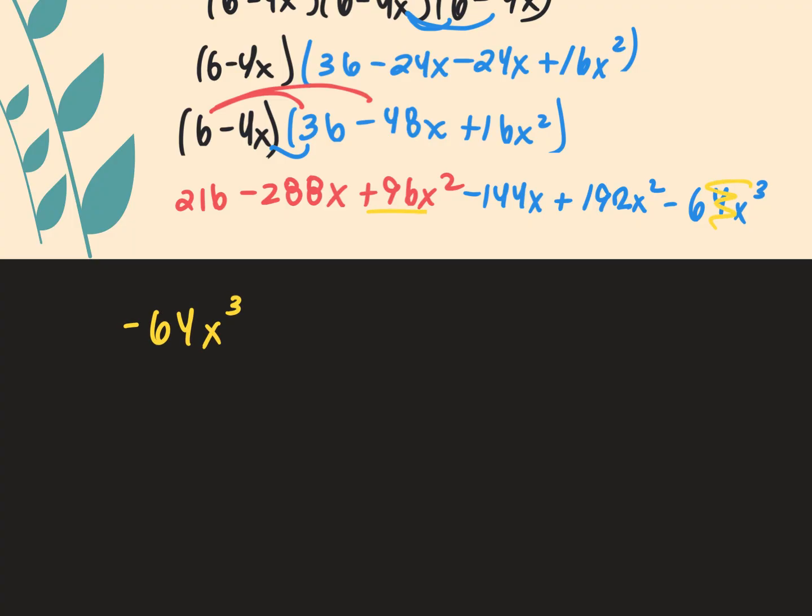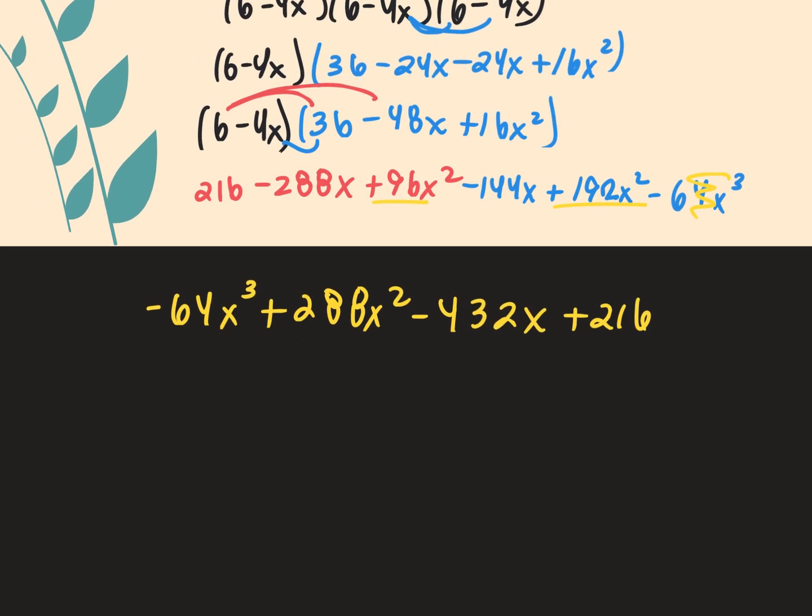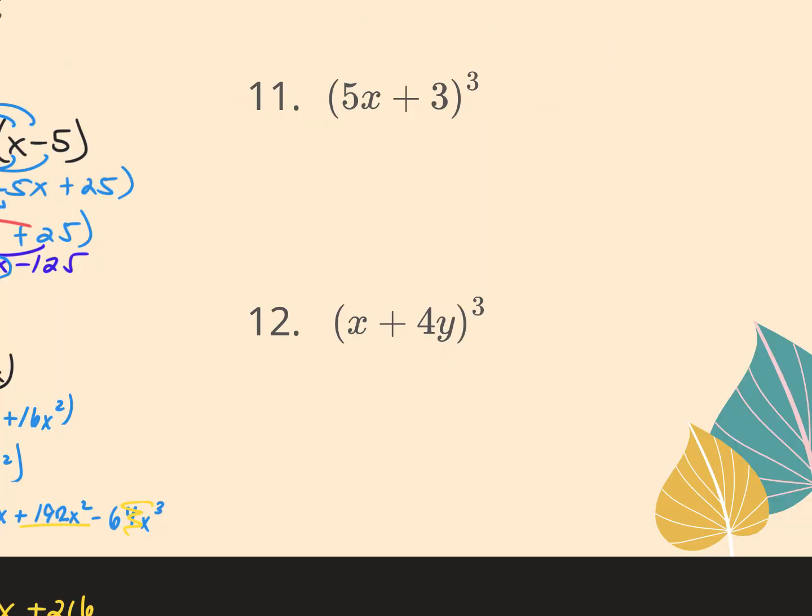Then we have x squares. I have a negative 96, I'm sorry, positive 96 and a positive 192. What does that give you? 288x squared. And I have a negative 288 and a negative 144. Gives me negative 432x. And then just your positive 216. The hardest part about that problem is the size of the numbers. I understand that. All right, let's do number 11.